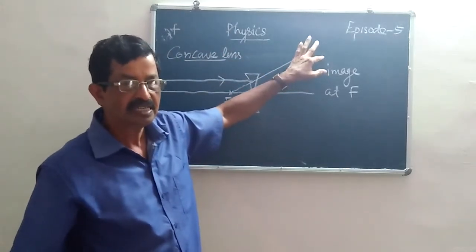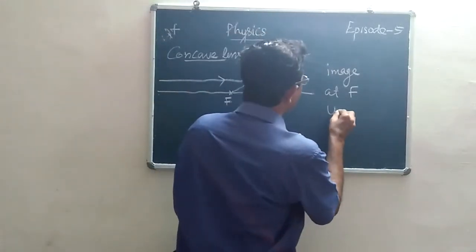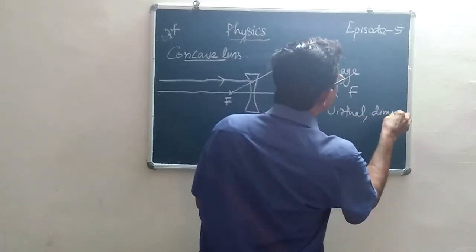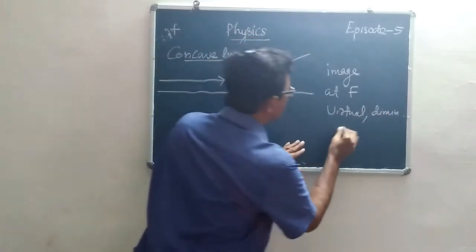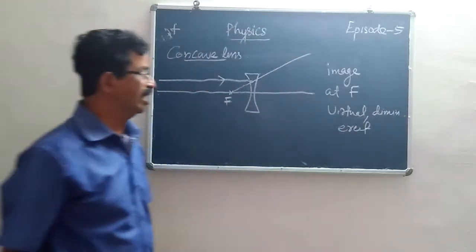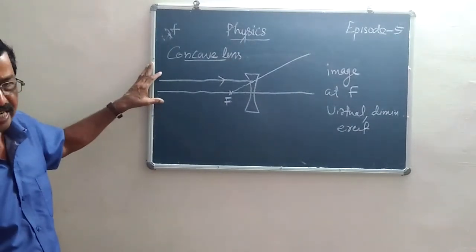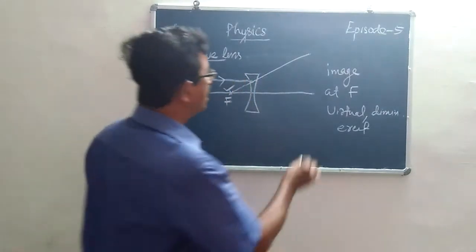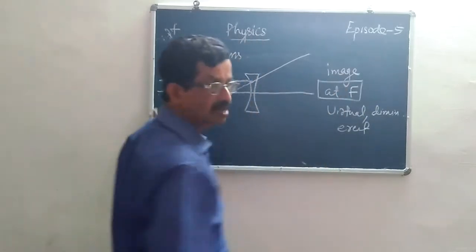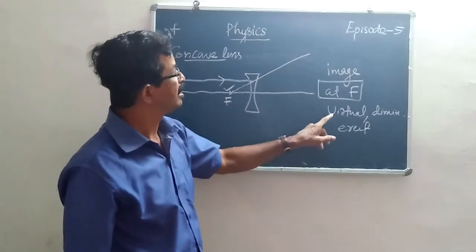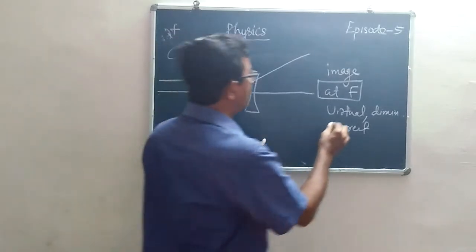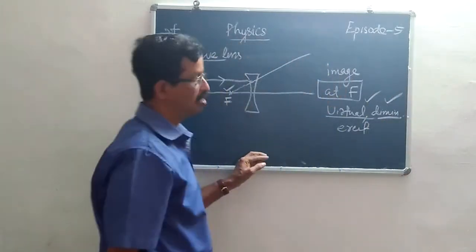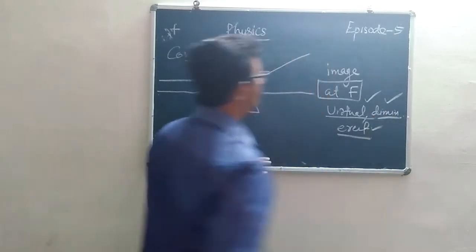Now its nature: it is a virtual image, virtual, diminished and erect. If the object is at infinity, where do we get the image? The image will be at F. So the image is formed at focus. Then what is its nature? That image is virtual. Highly diminished, meaning very, very small. Erect also.